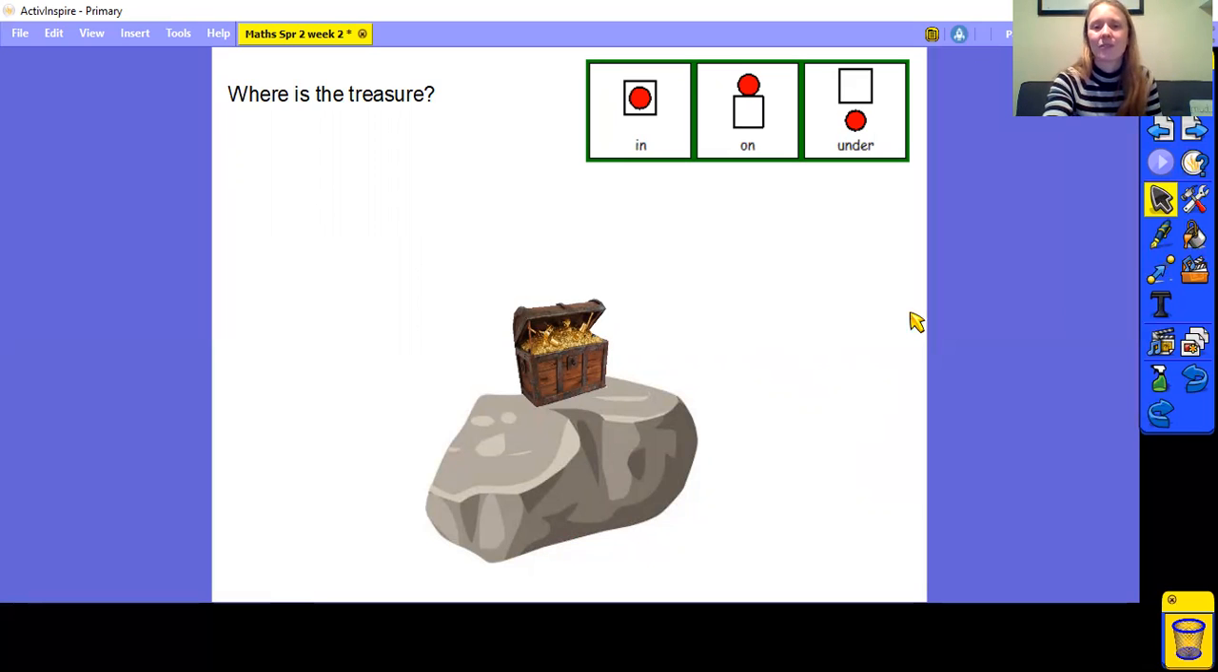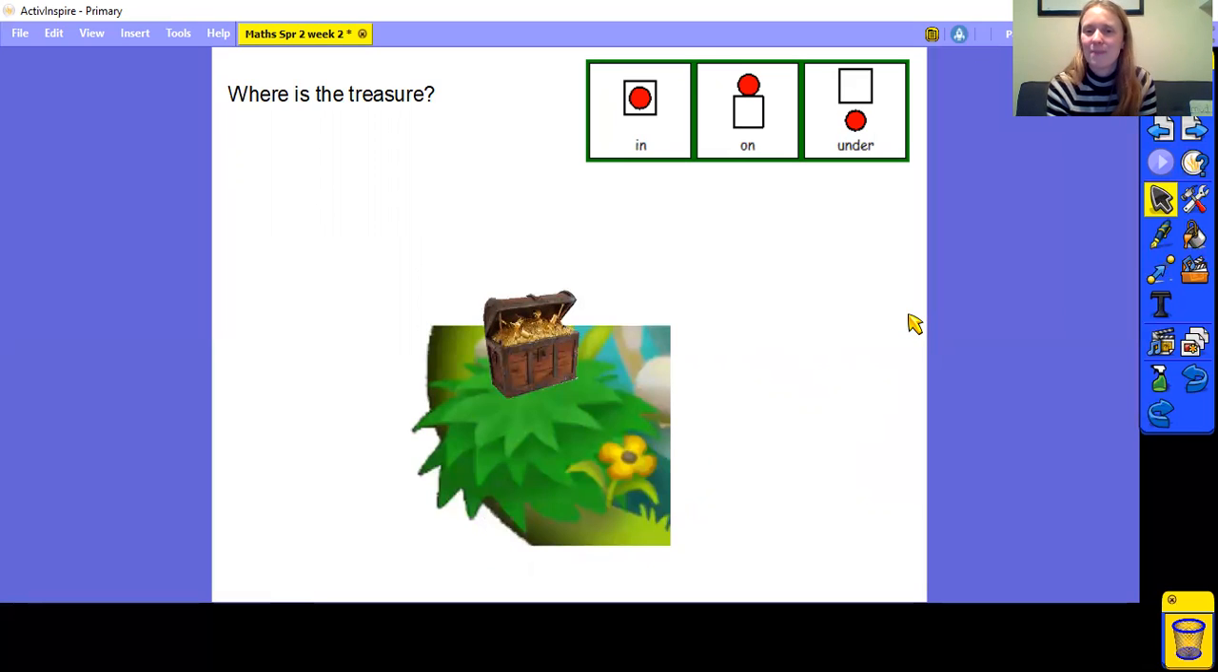Well done. Have a look at this one. This time we have our green plant. But where is the treasure? Is it in the plant? Is it on the plant? Or is it under the plant? Where is the treasure? That's right. It's on the plant. Well done.